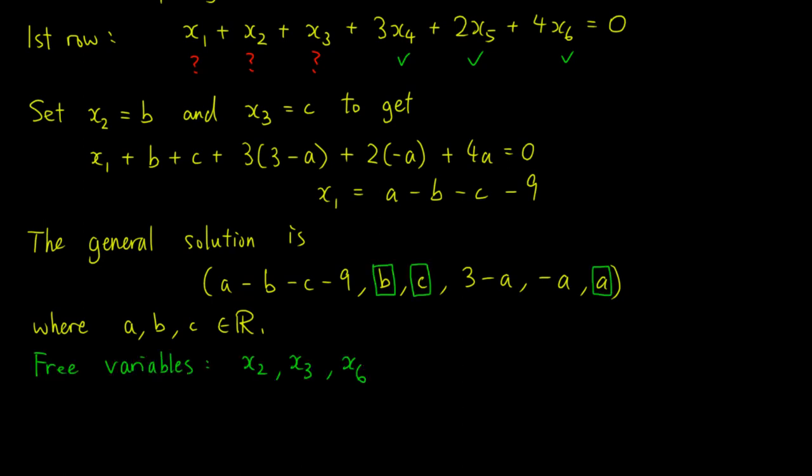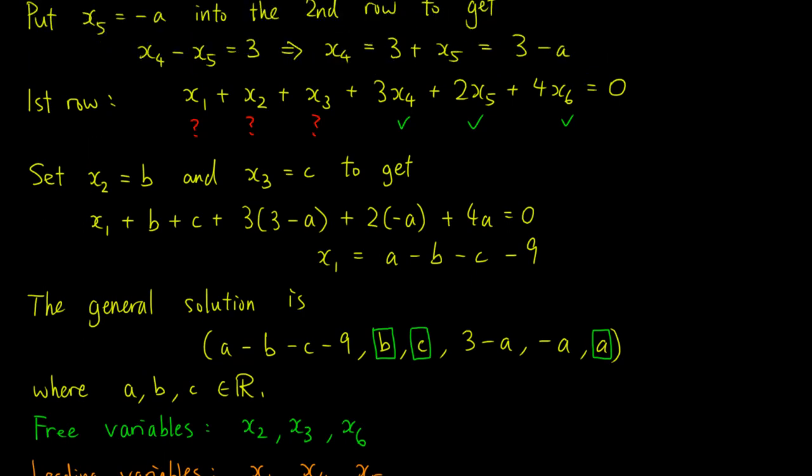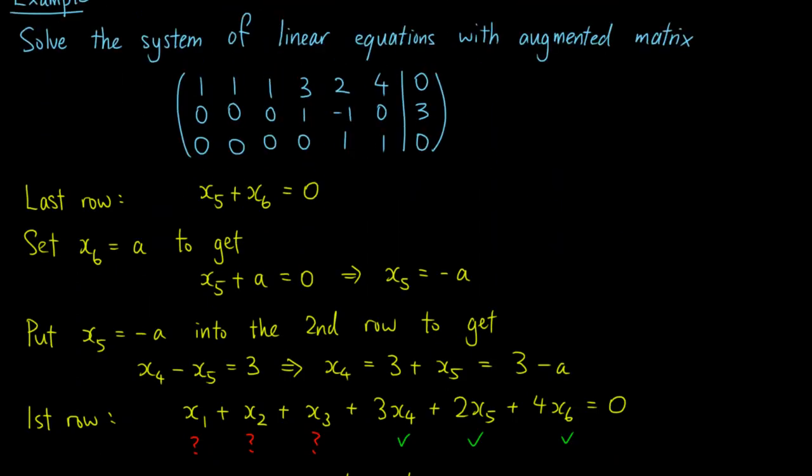Using the terminology in the last example, the free variables are x2, x3, and x6, and the leading variables are x1, x4, and x5. Bear in mind that the leading variables correspond to leading ones in the row-echelon form of the augmented matrix, and indeed, the leading ones in the augmented matrix are in columns 1, 4, and 5. So indeed, x1, x4, and x5 are the leading variables.